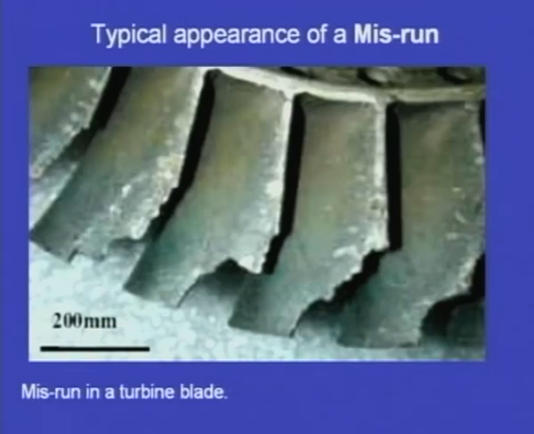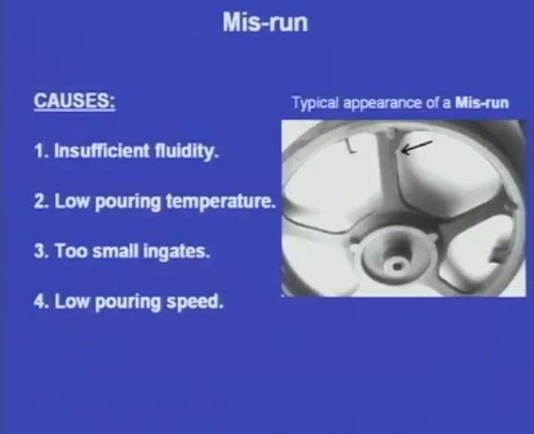What are the causes for this defect? First one is insufficient fluidity. The molten metal has got insufficient fluidity, because of that it could not enter into the thin sectioned cavities. And again low pouring temperature. When the pouring temperature is low, the viscosity will be more. When the viscosity is more, it can't enter into thin sections. So low pouring temperature is another factor responsible for Misrun.